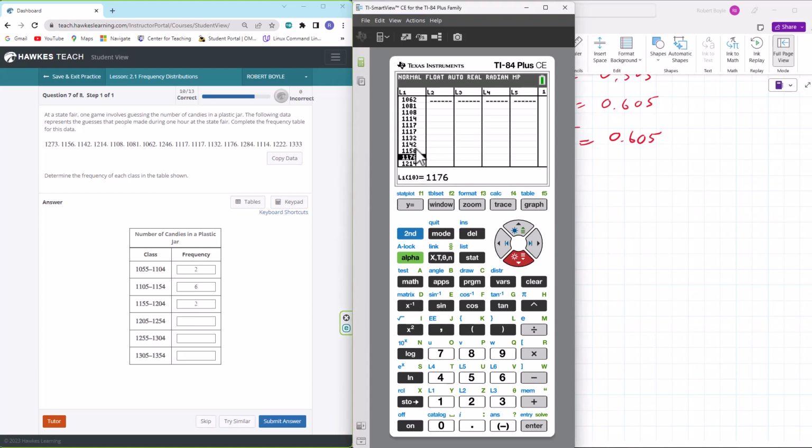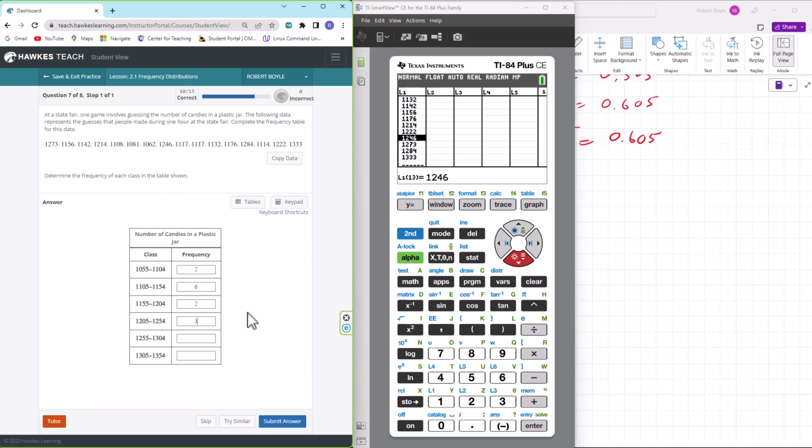Okay, now I probably need to scroll down so we can see the rest of it. So we're starting here, 1176. No, actually, we included that one. 1214. So between 1205 and 1254, we have 1, 2, 3: 1214, 1222, 1246.